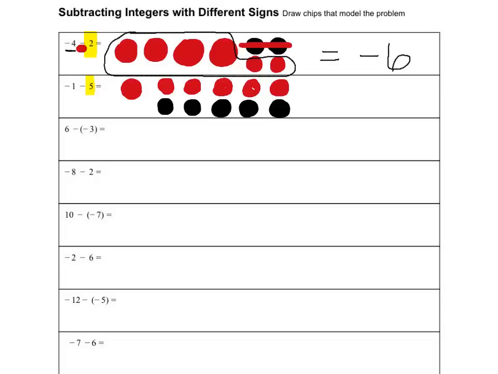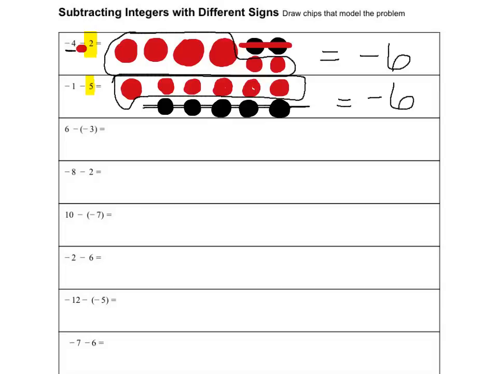Because I need to get rid of my 5 positives, these black chips go away. What that leaves me with are all reds, and there are 6 of them, which means there is a -6. So different problem, but actually ending up with the same answer as the first one.